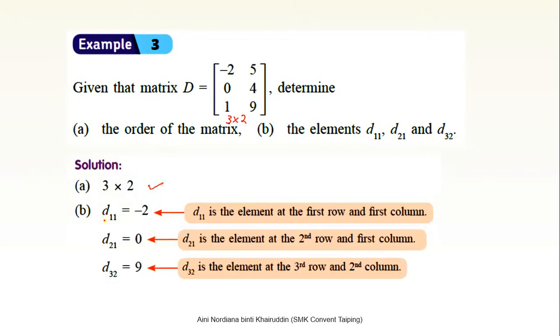For D11, first row, first column. So this is the first row, first column. The element of the second row, first column. So the element is 0. For the element of the third row, second column. So this is the element D32.